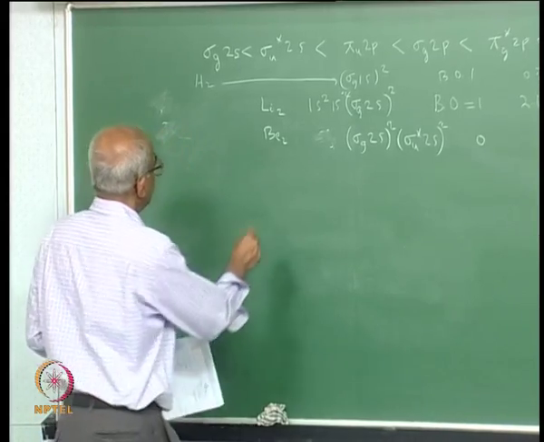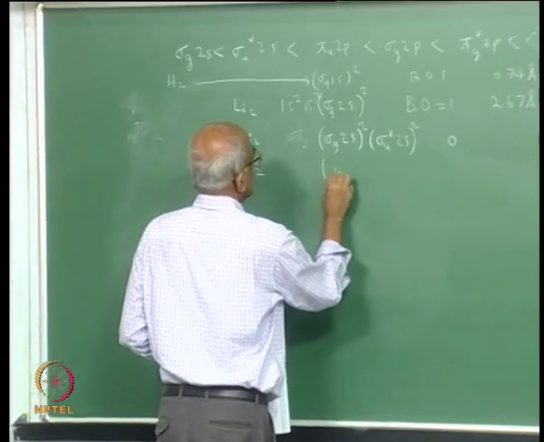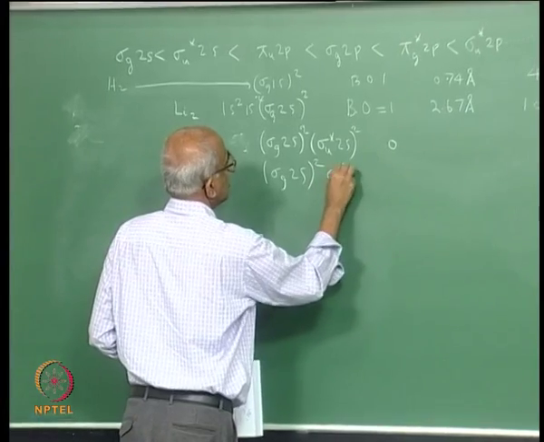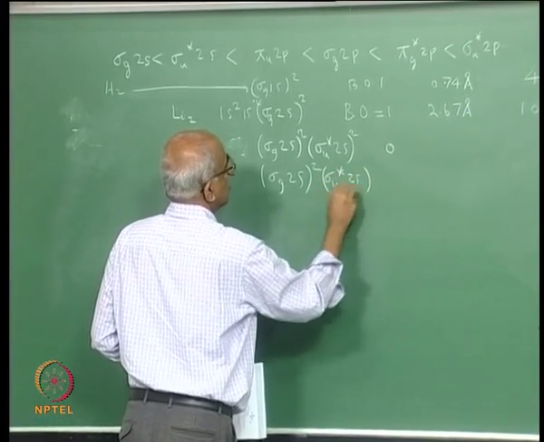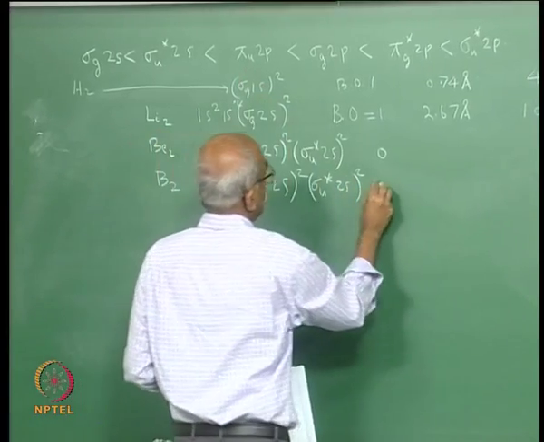Then if you think of B2, well, you will have sigma g 2s with 2 electrons, sigma u star 2s with 2 electrons, and you have to add 2 more electrons to the pi u 2p.